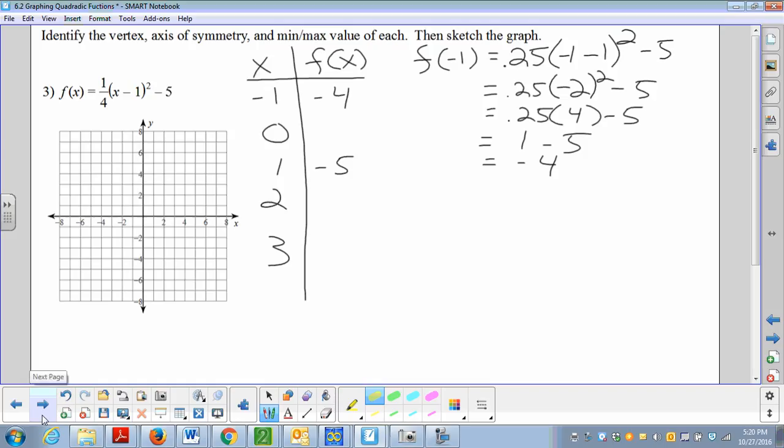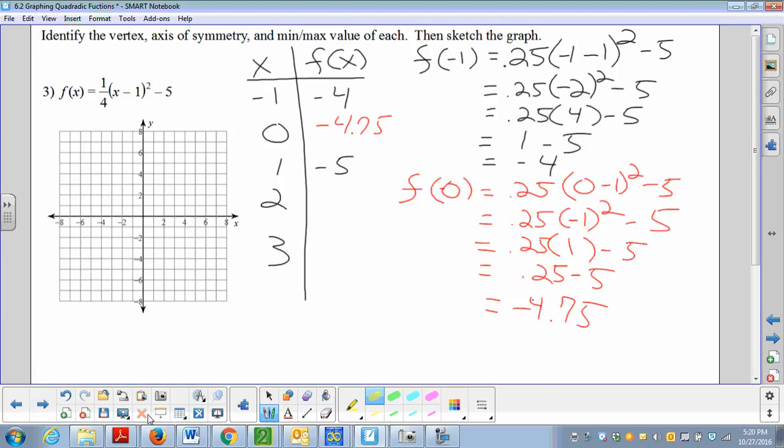Now the next thing I'm going to plug in is 0. When I plug in 0, 0 minus 1 is going to give me -1. -1 squared is going to give me 1. 1 times 0.25 is going to give me 0.25. And 0.25 minus 5 is negative 4.75. Okay, so when I plug in 0 for my x, I get negative 4.75 for my f of x.